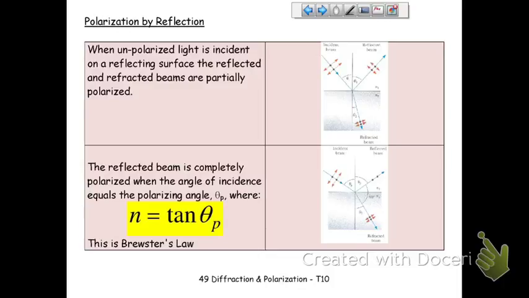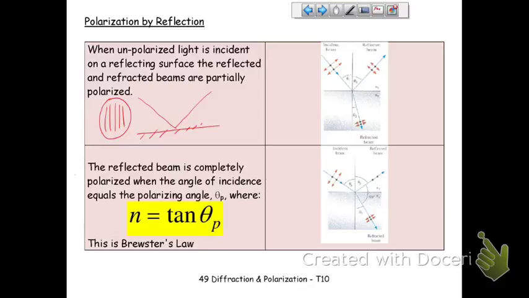Be nice if I could make the bright bits less bright but leave the dark bits alone. And you can, by this very interesting effect. I can polarize light by using a polarizing filter. But I can also polarize light by simply having it reflect off of a reflective surface.